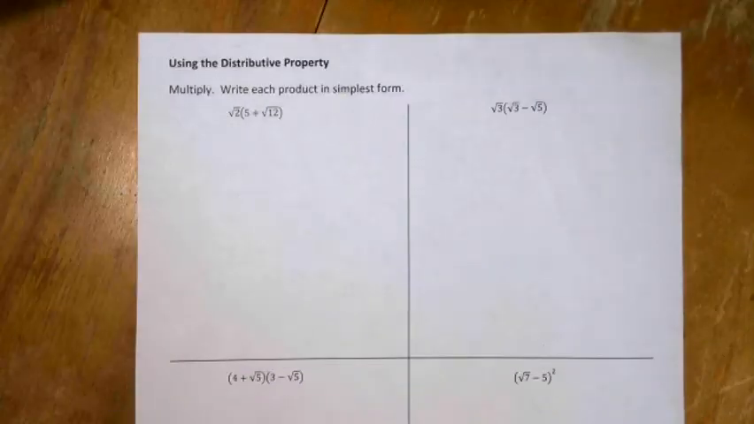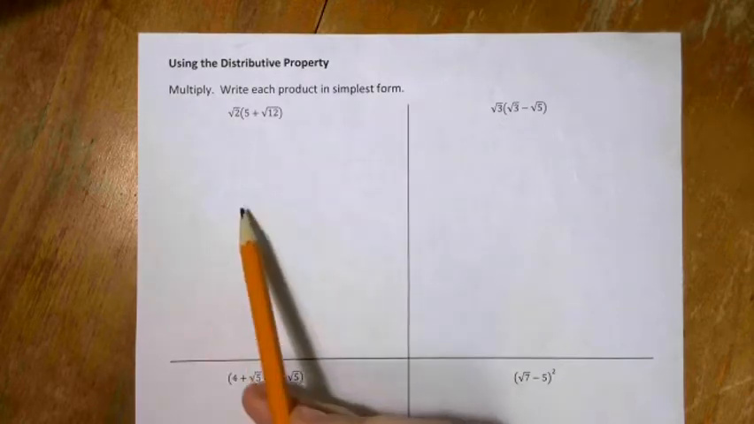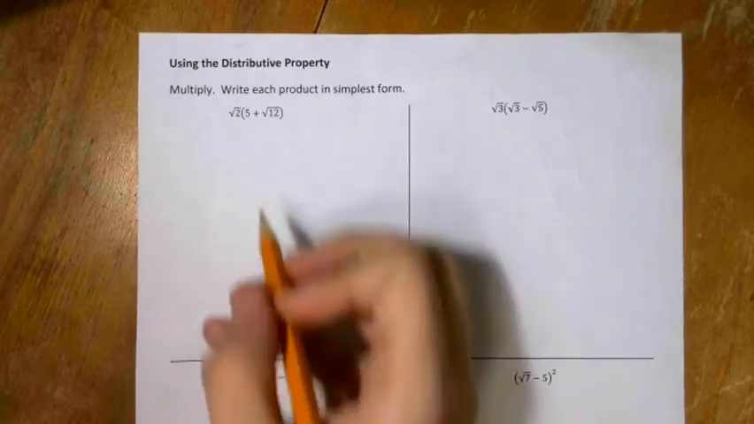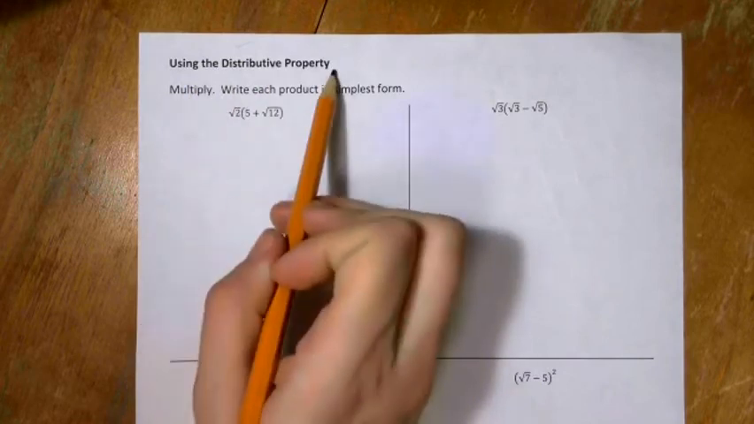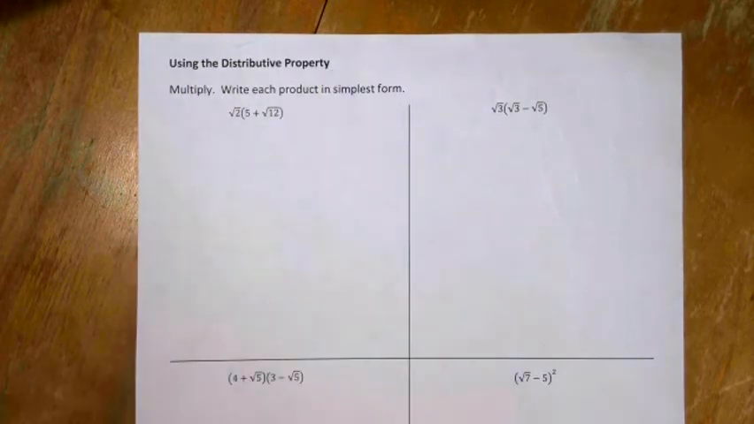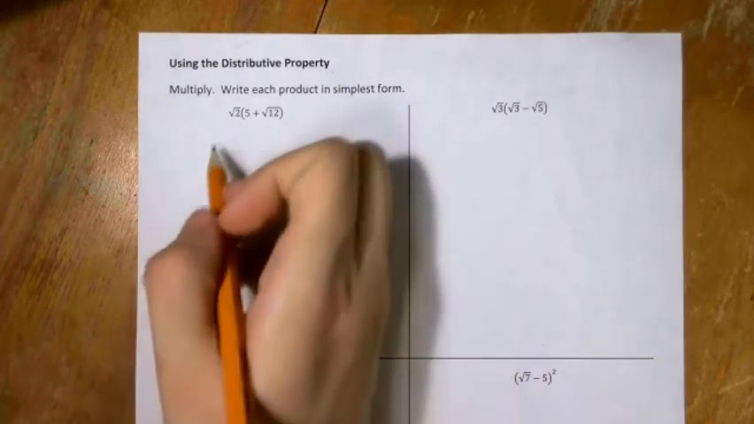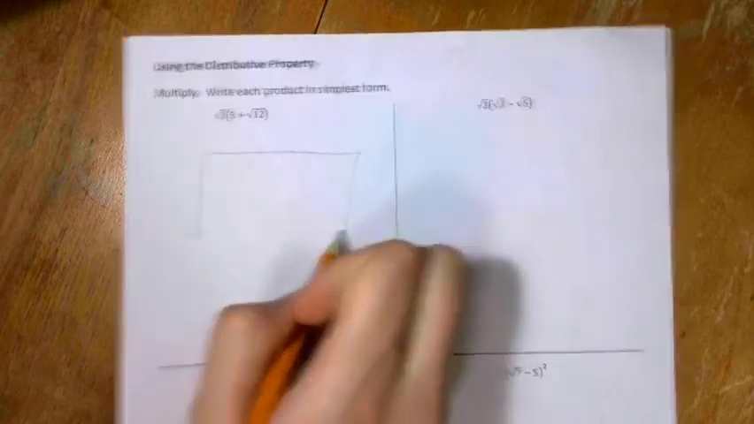All right, this is our last 2 examples for this 9.1 radicals lesson. I'm going to do 2 of these. I'm going to do the top left and the bottom right. And it's using the distributive property to multiply radicals. So I'm actually going to use the area model just because I think it makes a really nice visual. So I'm going to give myself a nice box here.